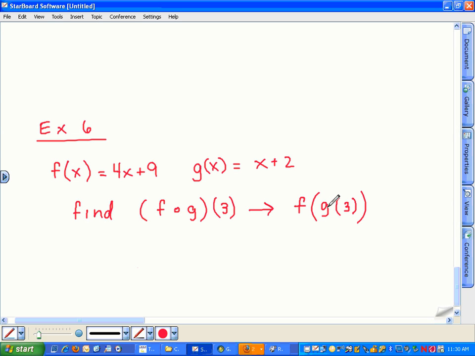Much easier, because what's G of 3? 5. And then what's F of 5? 29.